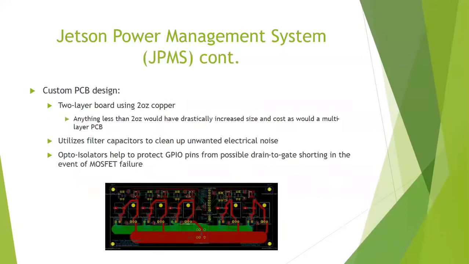Okay, the design of the PCB: it's a 2-layer board with 2-ounce copper. Anything less than 2 ounce would have made the board absolutely huge, or it would not have worked with some of our parts. And the cost of going to multi-layer would have been significantly more than the 2 ounce. We have filter capacitors on each output for each Jetson module. And we have opto isolators to protect the GPIO pins that control the switching to each of these modules from a drain to gate short of the MOSFET in the case that it fails in that way.